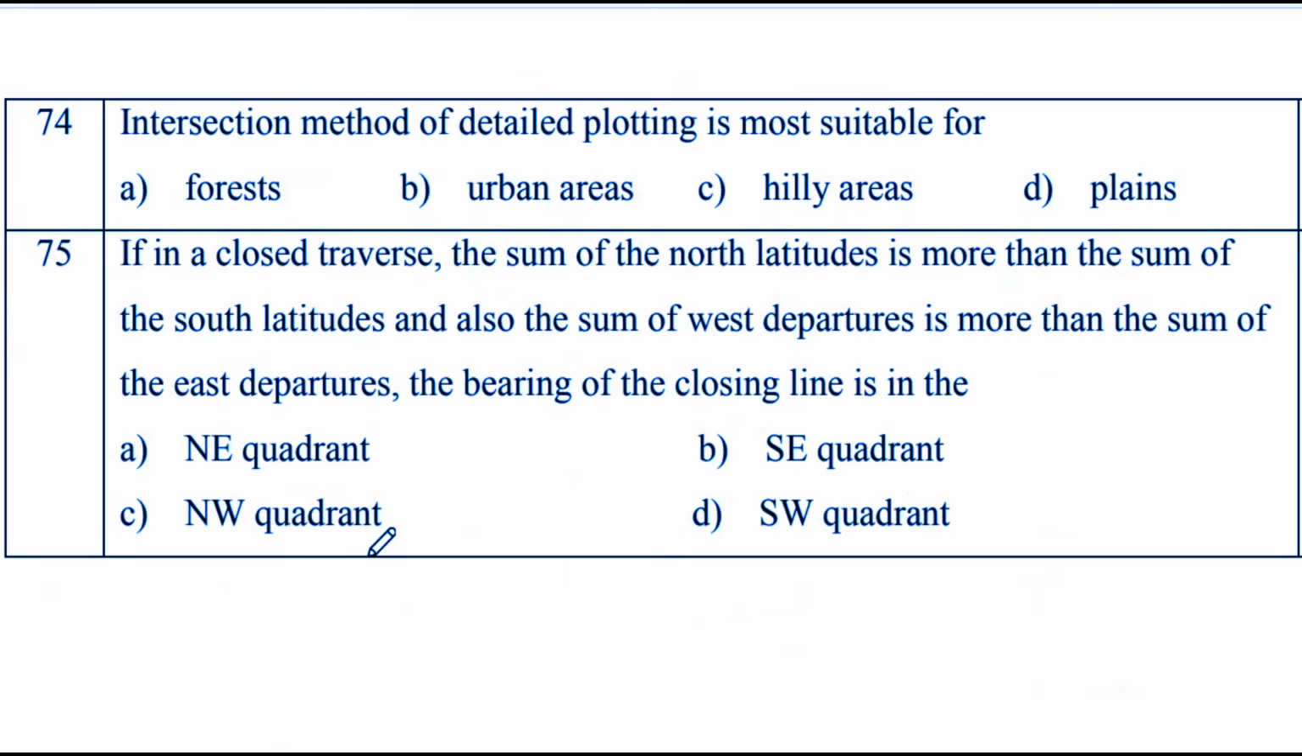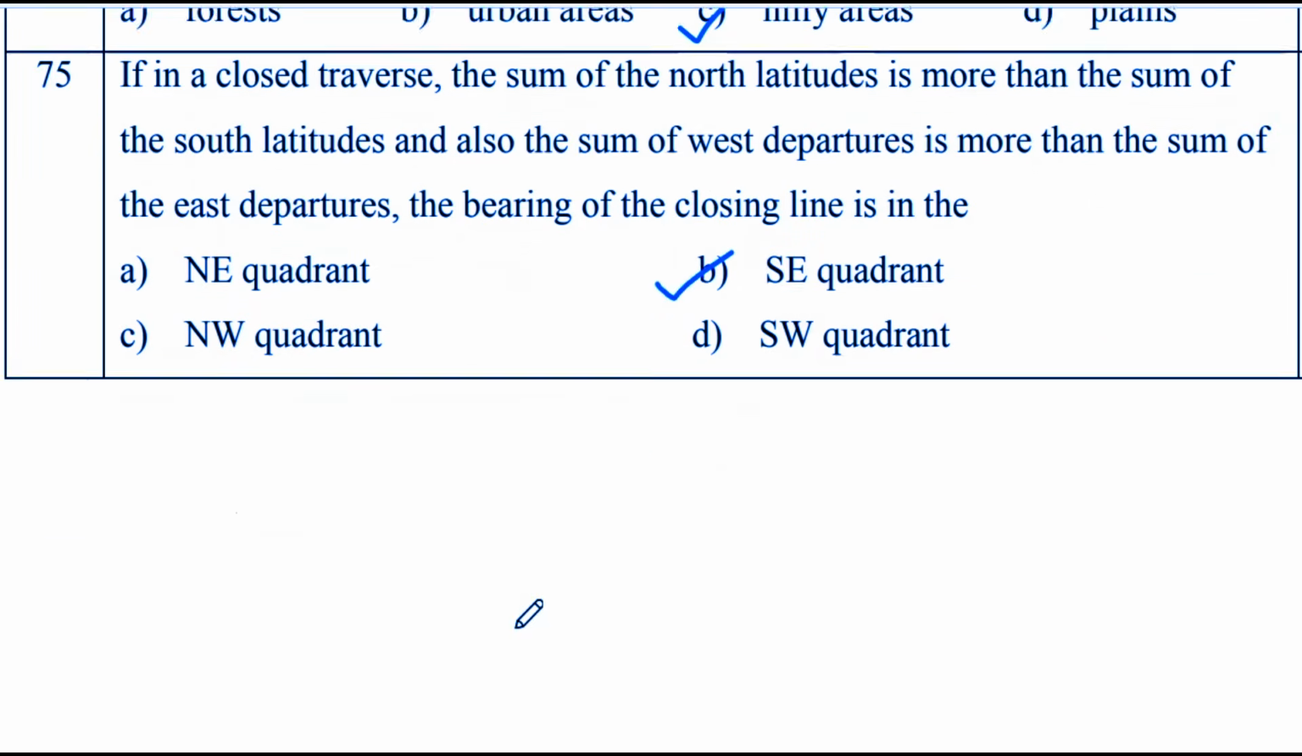Intersection method of detailed plotting is most suitable for hilly areas. If in a closed traverse, the sum of the north latitudes is more than the sum of the south latitudes, and also the sum of the west departures is more than the sum of the east departures, the bearing of the closing line is in the southeast quadrant.